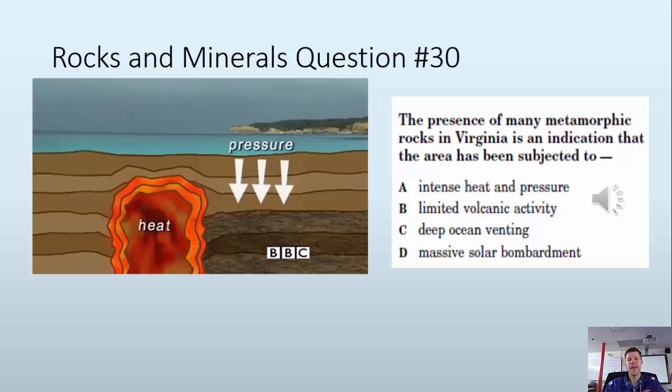The presence of many metamorphic rocks in Virginia is an indication that the area has been subjected to, just got to think to yourself and remember what builds a metamorphic rock. And our answers here are always heat and or pressure. So the best answer is A, intense heat and pressure. That's what makes a metamorphic rock.